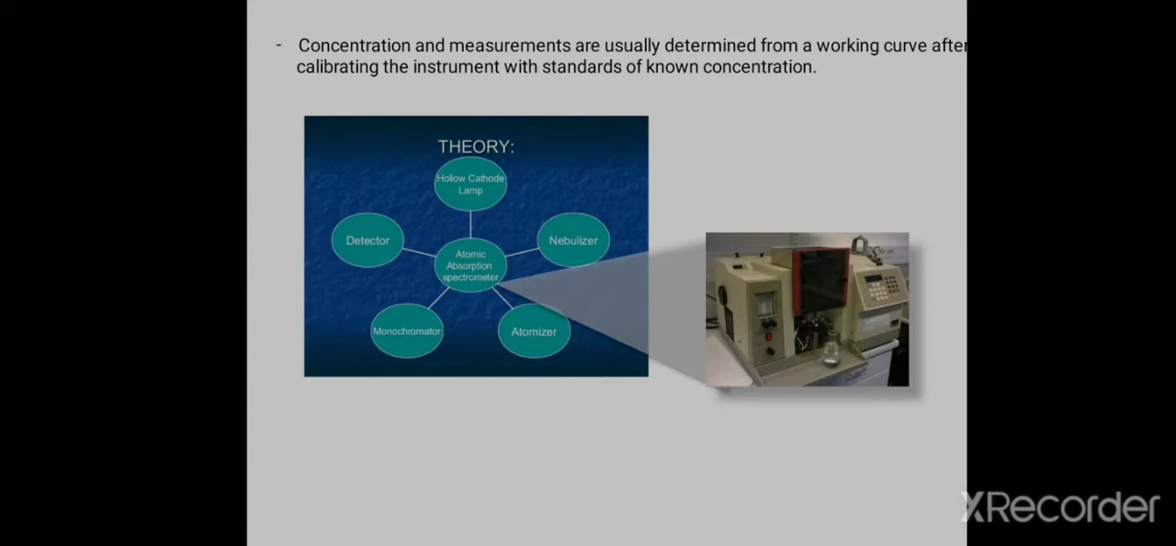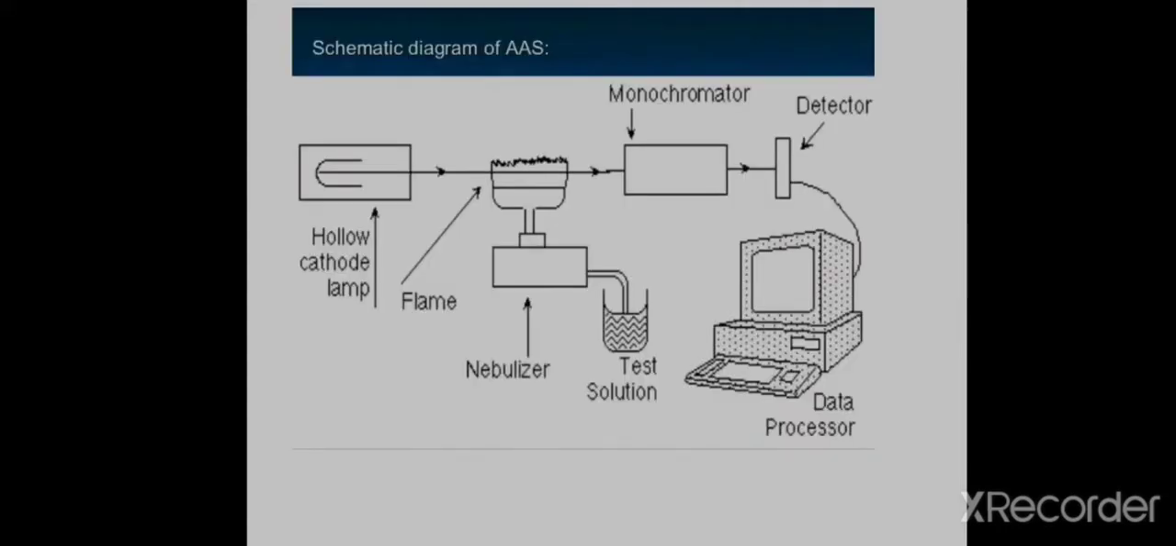This is the atomic absorption spectroscopy instrument picture. This picture shows the schematic diagram of AAS. First, the hollow cathode lamp is present, and after the hollow cathode lamp the flame is present. Under the flame the nebulizer unit is present. Test solutions are loaded from the nebulizer only. After the flame the monochromator is present. After that, the detector and data processor.